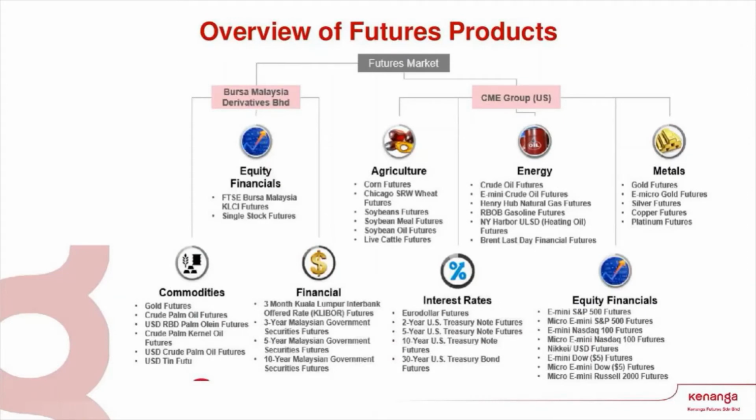So a wide range of traded products appear on the exchanges, which can be classified into the following groups. Futures contracts based on equity indexes. So you have agricultural commodities. You have futures based on energy, metals, interest rates, and foreign exchange.